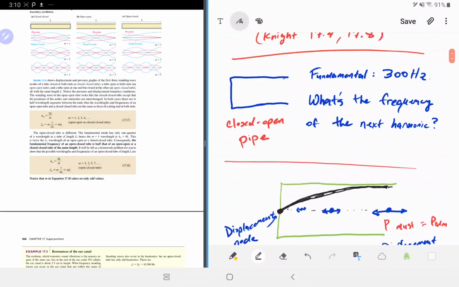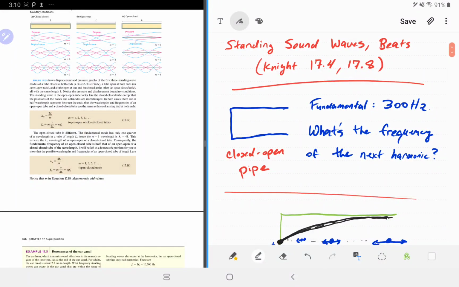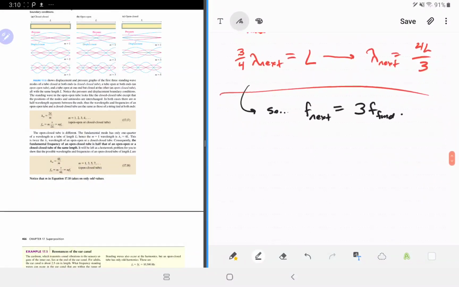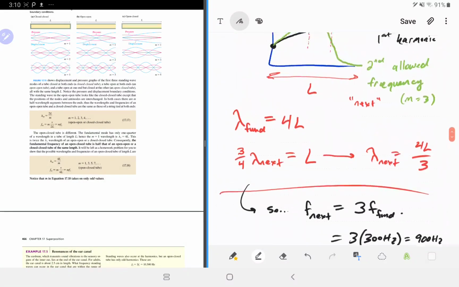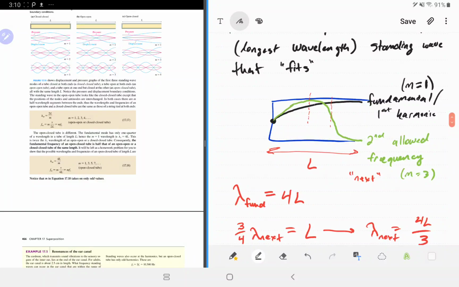So finally, we're able to answer our question. If the fundamental is 300 hertz, what's the frequency of the next harmonic? Looks like it's 900. So 3 times 300 hertz would be 900 hertz. I mentioned that if you struck this pipe, you would mainly hear the fundamental, but you also hear these overtones. You also hear the other standing waves that are allowed. There's just less and less energy in each of the subsequent harmonics. So you'd hear mainly 300 hertz, but a little bit of the 900 hertz as well.